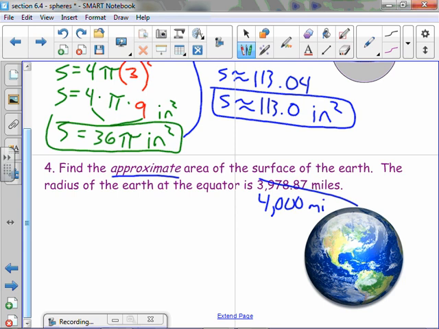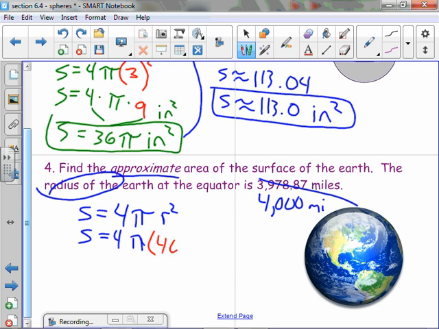Now I'm going to look to see if I have the right information. It says the radius of the Earth. Radius is what I want, so I can go ahead and do this. S equals 4 pi times the radius squared. Well, that's 4 times pi times 4,000 times 4,000.